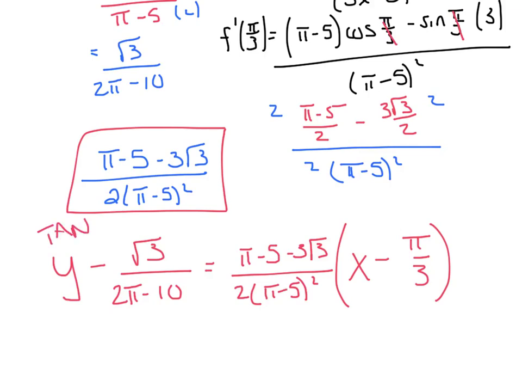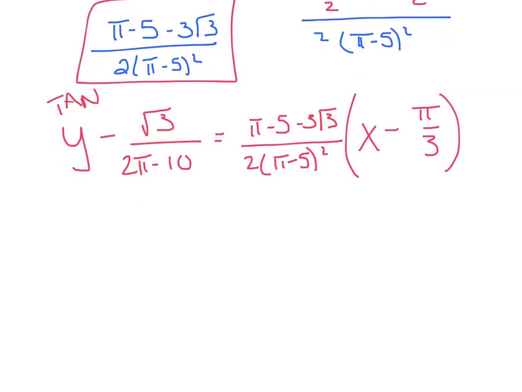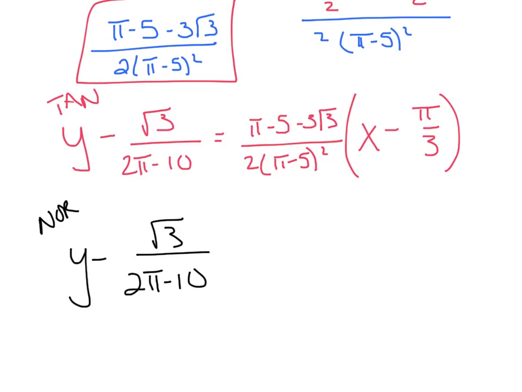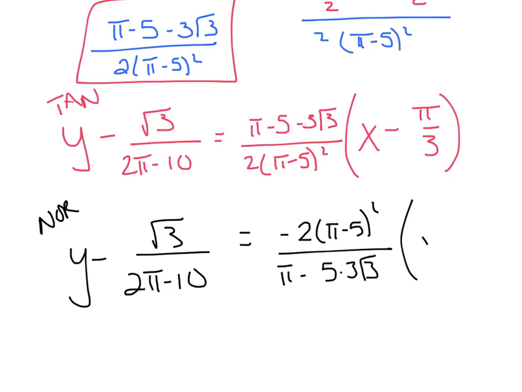To get that normal line, just remember you're flipping and negating your slope. So my normal line is going to be the same thing, except my slope is going to be negative 2 pi minus 5 squared all over pi minus 5 minus 3 radical 3, times x minus pi over 3. Nobody promised that algebra would be pretty.